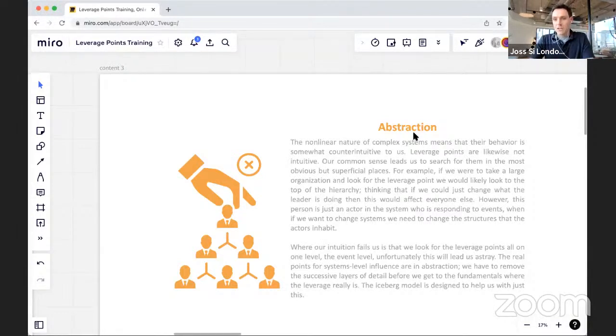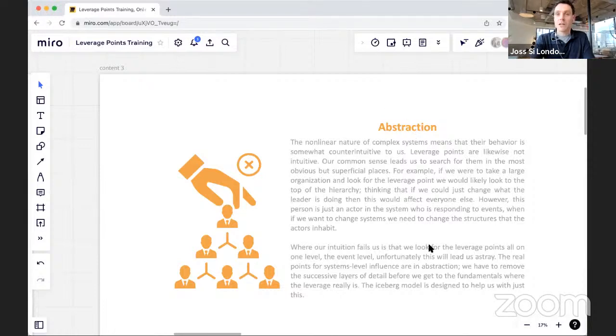So the nonlinear nature of complex systems means that their behavior is somewhat counterintuitive to us. Leverage points are likewise not intuitive. Our common sense leads us to search for them in the most obvious but superficial places. For example, if we were to take a large organization and look for the leverage points, we would likely look to the top of a hierarchy, thinking if we could just change what the leader is doing, then this would affect everyone else. However, this person is often just an actor in the system who is responding to events. If we want to change the system, we need to change the structure that the actors inhabit.